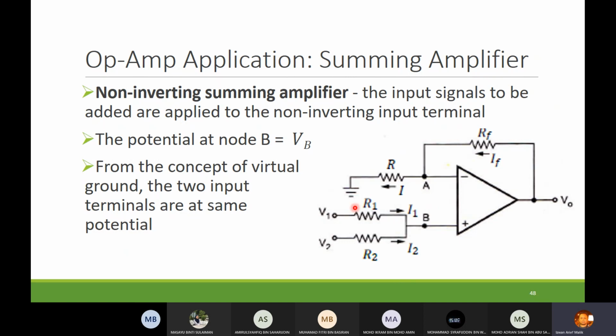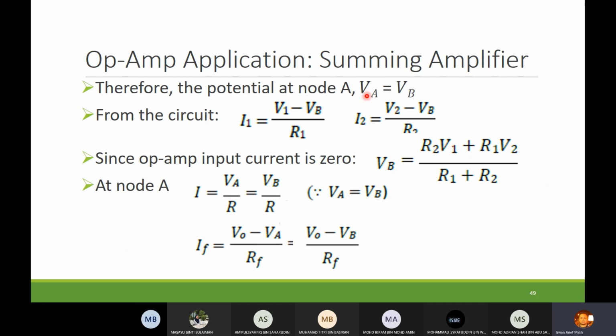Kita tengok non-inverting pula. Kita terbalikkan lah. Non-inverting input pula yang sekarang kita ada dua adder input of V1 dengan V2. The inverting input tu kita connectkan kepada ground. So the input signals to be added are applied to the non-inverting input terminals. So the potential at node B is equivalent to VB. Dekat sini dia adalah VB. So from the concept of virtual ground, which is the assumption yang kita boleh buat, the two input terminals are at the same potential. Therefore, at node A, VA is equivalent to VB. Apa VB tu sama dengan Vin tadi lah.